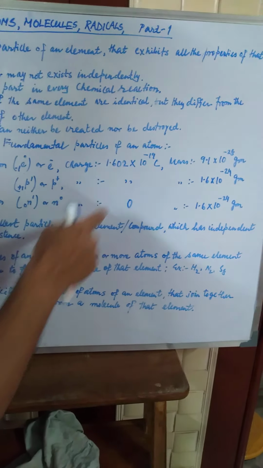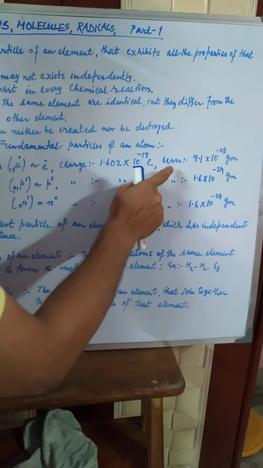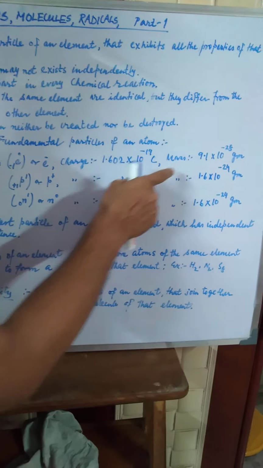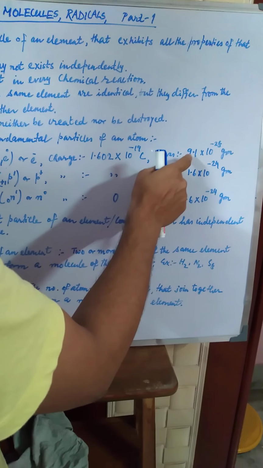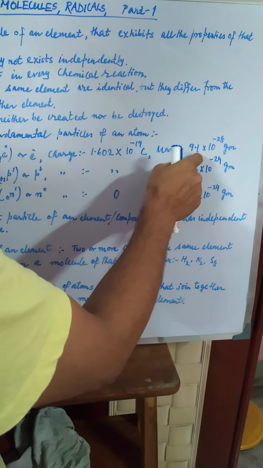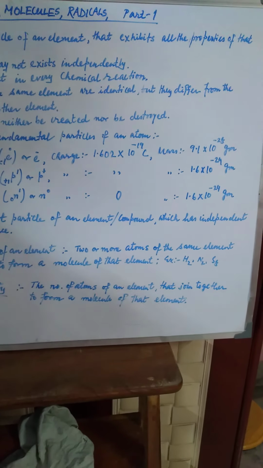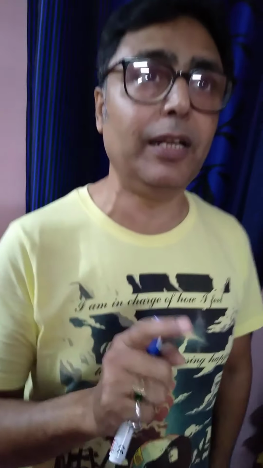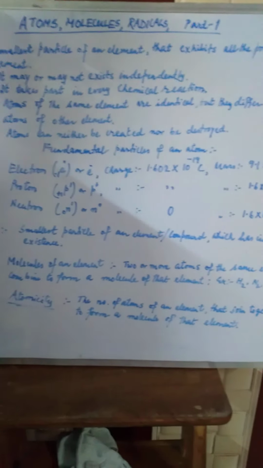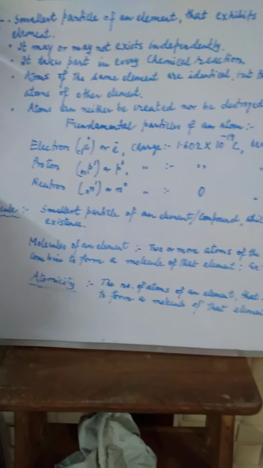1.602 × 10^-19, and the mass is almost negligible. The calculated mass of an electron is 9.1 × 10^-28 gram. 10^-28 means a fraction whose numerator is 1 and whose denominator is 1 followed by 28 zeros. So you can imagine how negligible the mass of an electron is. So we consider the mass of an electron to be almost negligible.